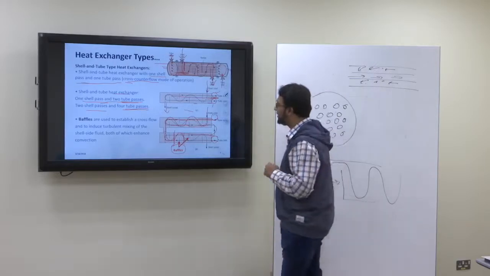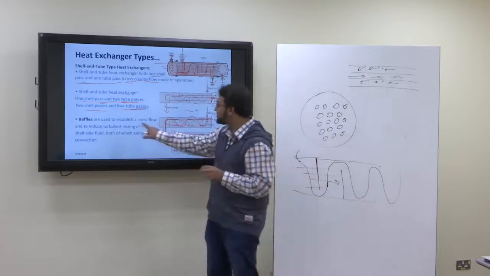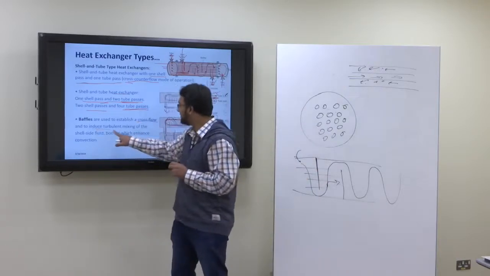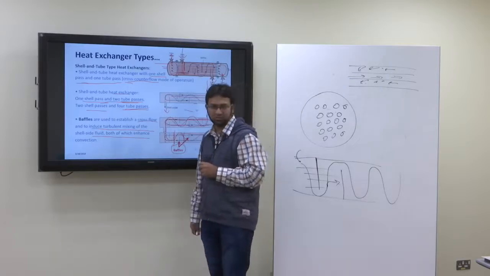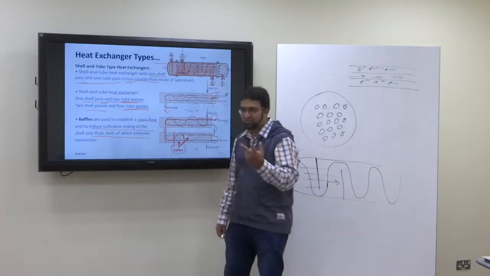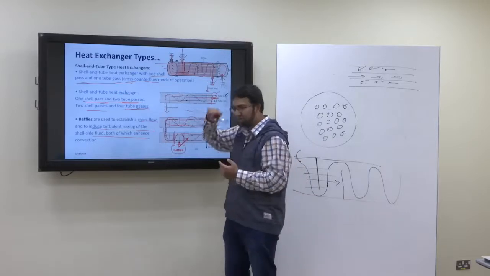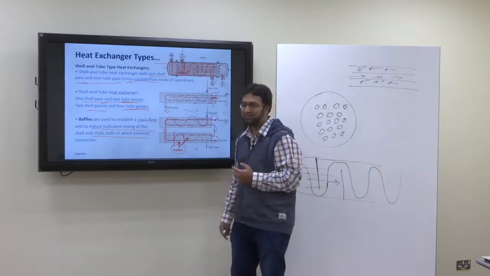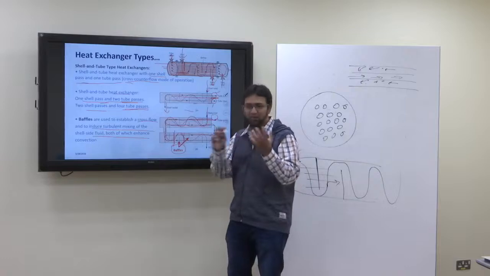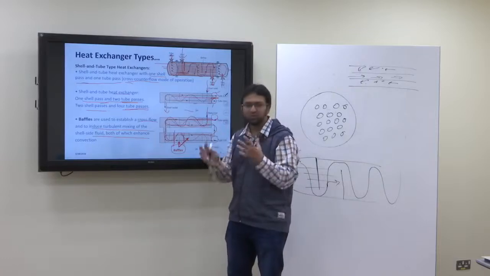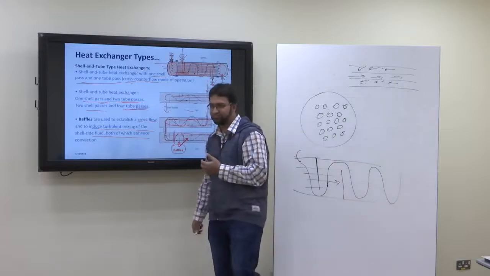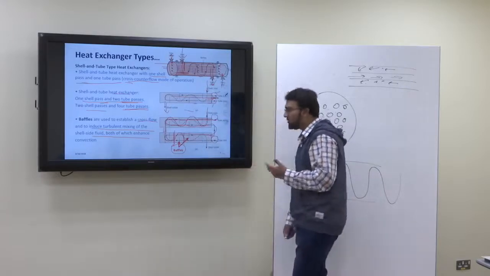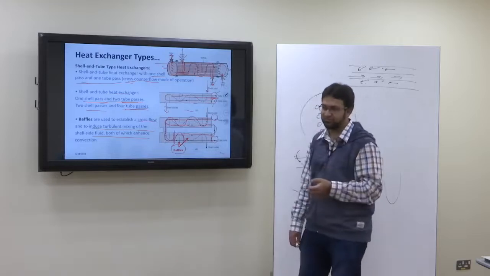So baffles are used to establish a cross flow and to induce turbulent mixing of the shell side fluid, both of which enhance convection. Because of baffles, two things happen. One is that the flow becomes cross flow, and the second is that there is a lot of mixing and turbulence, and turbulence also increases the heat transfer. Our objective is to enhance heat transfer.